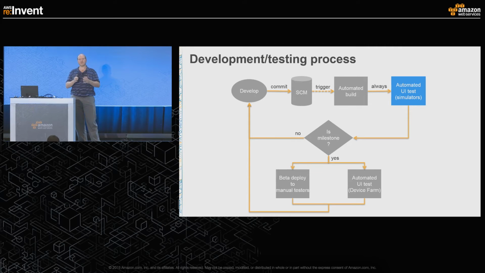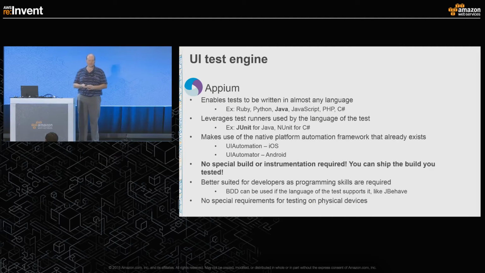So on one build machine, a Mac, we can build both Android and iOS, and both simulators are running on that Macintosh hardware, so it can fire up the automated UI test on both platforms. So how did we write these UI tests?